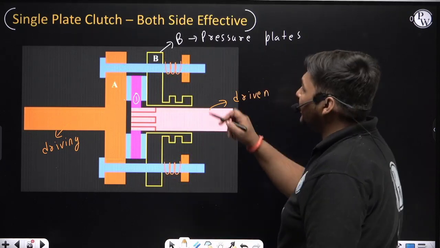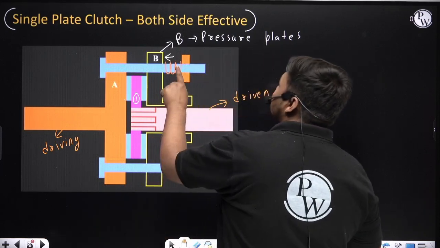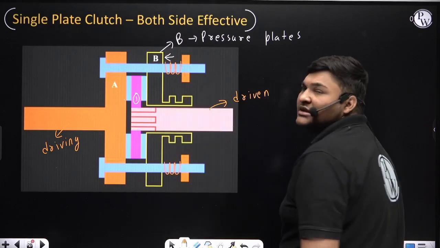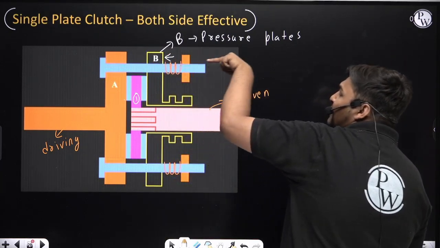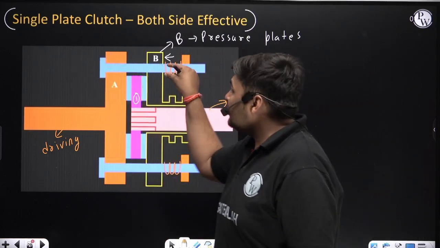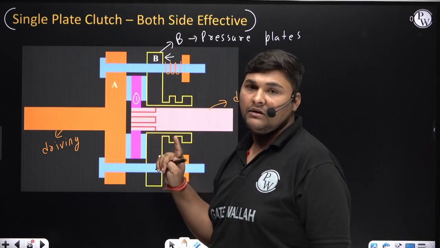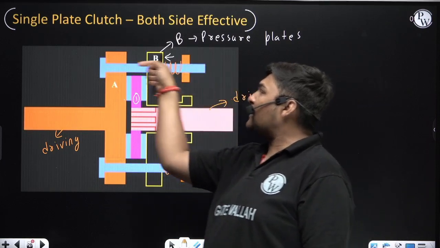So what will happen due to this compression of the spring? Here spring force will come, and since the spring is compressed, means deflected in this direction, the spring force will come in this direction. Now what will happen? This spring force will try to move plate B in this direction. Plate B can move in this direction because it is connected in the bolt, and in the bolt it can move like this. So this spring force W is trying to move plate B in this direction.